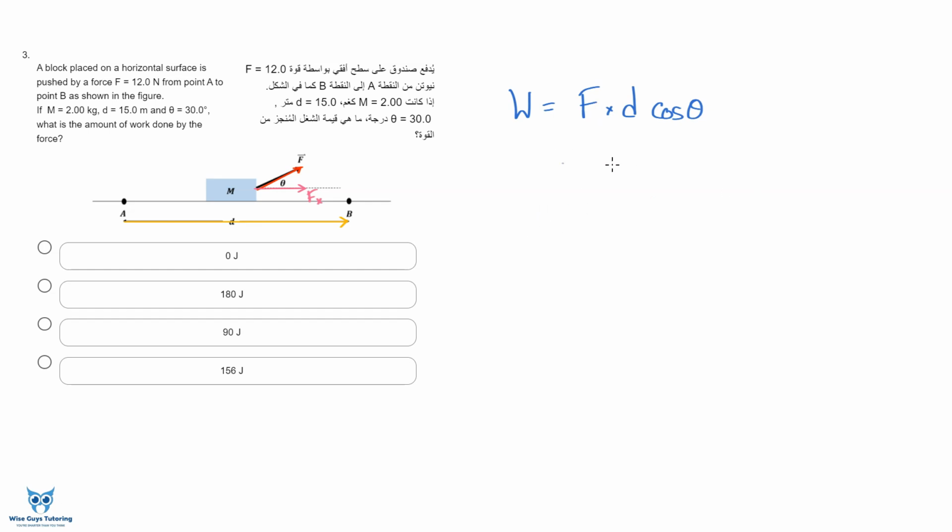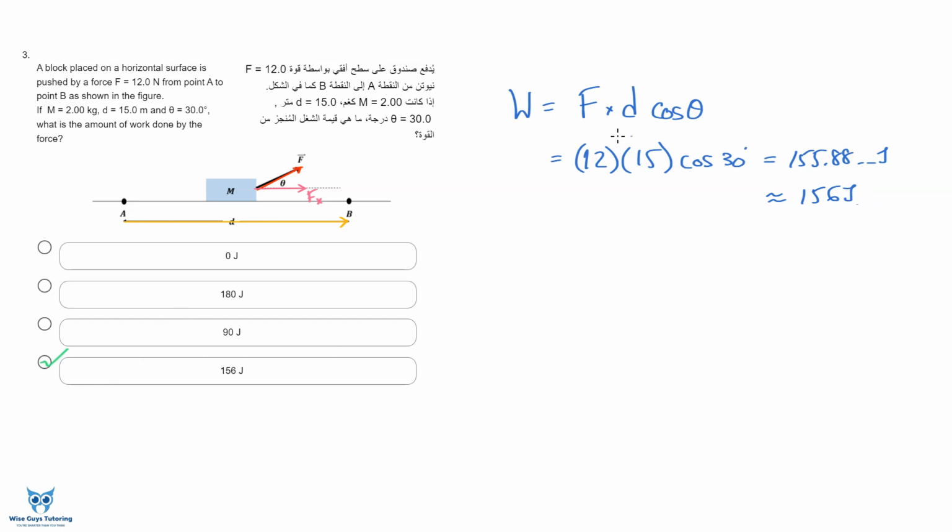So in our case here, we can just put in these numbers, which are 12 newtons, and it moved for 15 meters. And you have to multiply that by cosine 30, because what that's doing is giving you this F sub x component. Okay, if you put these in your calculator, you're going to get 155.88, etc. joules, which will round off to 156 joules, which would mean this one is the correct answer.